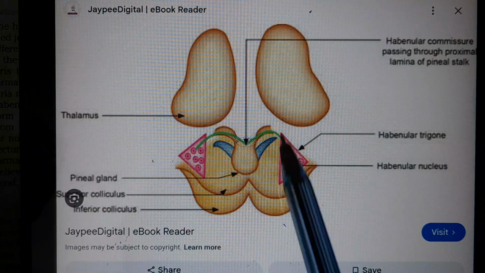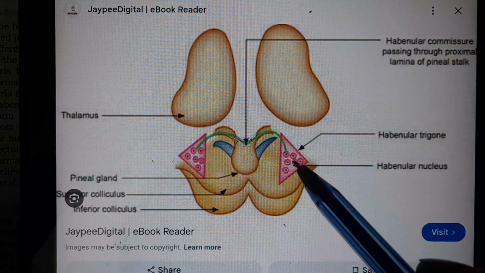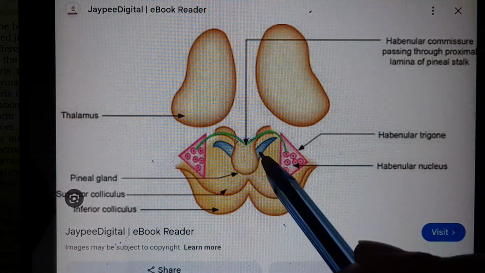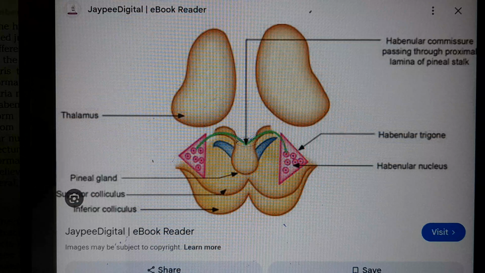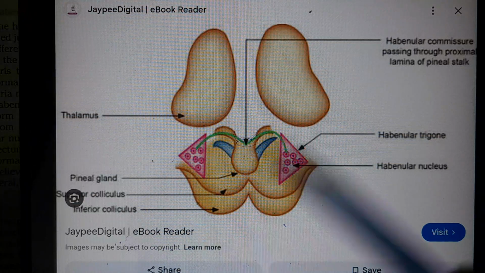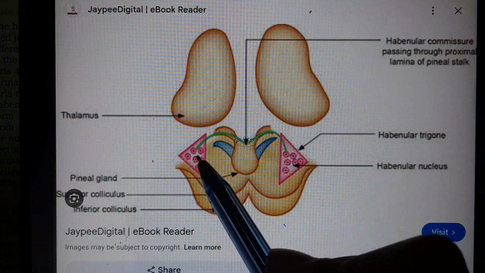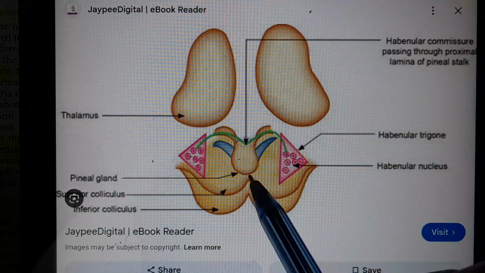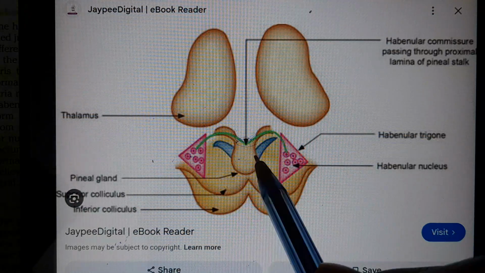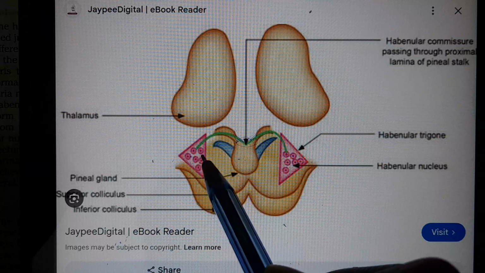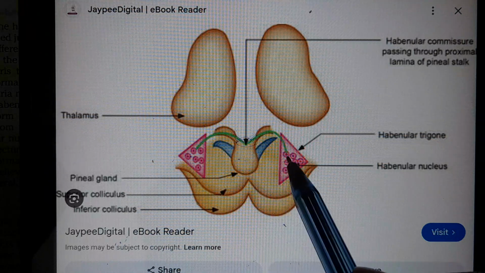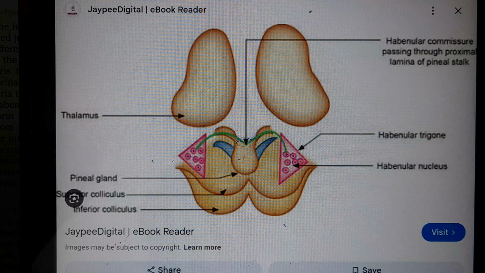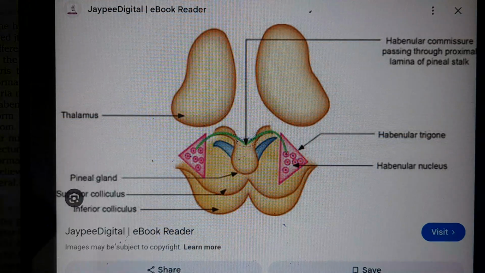Now superior to the stalk we have the habenular commissure, and inferior to the stalk we have this blue commissure, which is known as the posterior commissure. And these are the two habenular nuclei that are located here. So the two habenular nuclei plus the pineal gland always make the epithalamus. And superior to the pineal gland we have the habenular commissure. Let me show that to you with a schematic diagram as well.